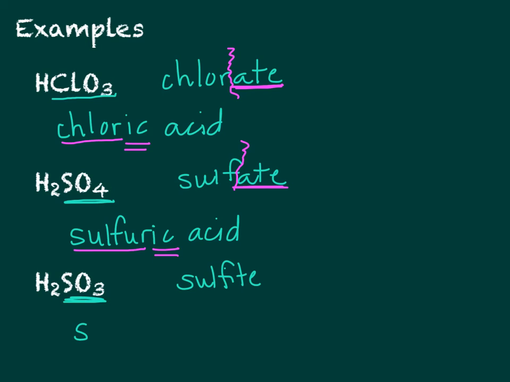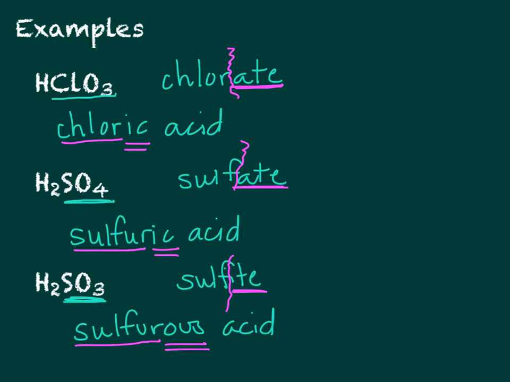H2SO3 is sulfurous acid. If we look at this polyatomic ion, it ends in ITE. We drop that ending and we have sulfur again, and then we add the suffix OUS and acid. So that's how we get sulfurous acid.